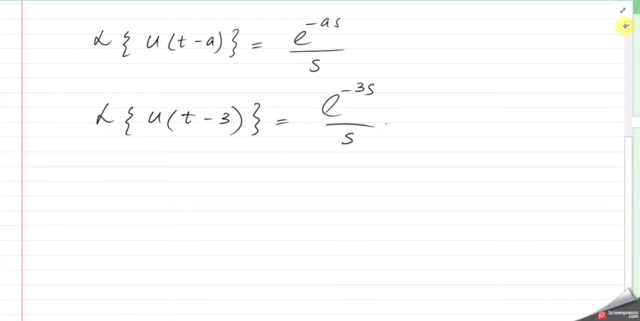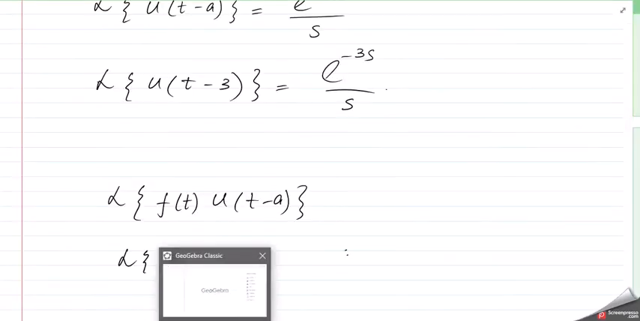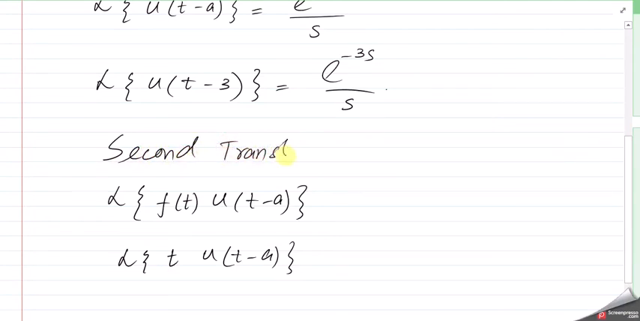But the more important situation is when the unit step is multiplied with another function. For example, Laplace of f of t multiplied with u of t minus a. Okay. For example, Laplace of t square, or let's take an easy one, Laplace of t u of t minus a. This thing is called the second translation theorem, or shift theorem.